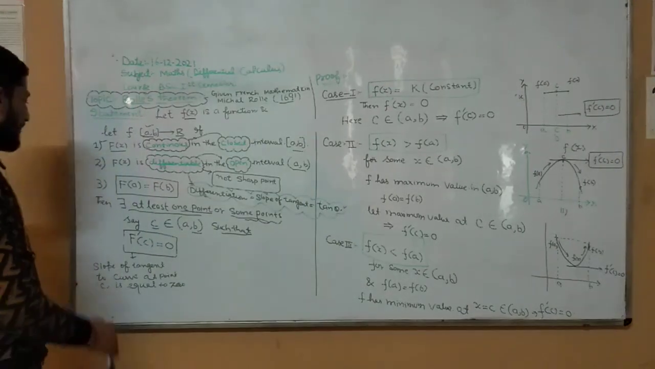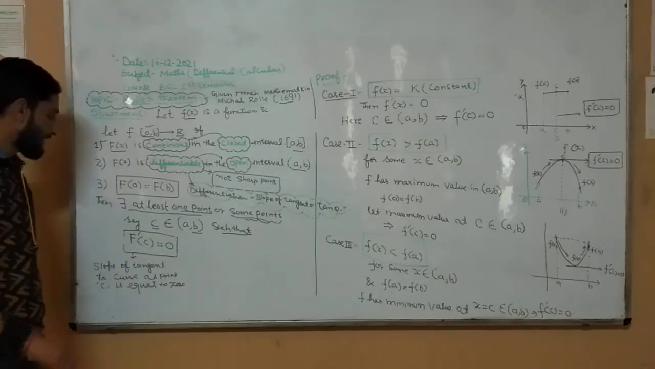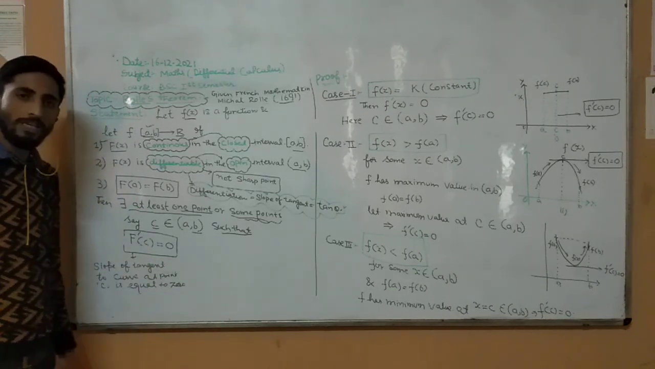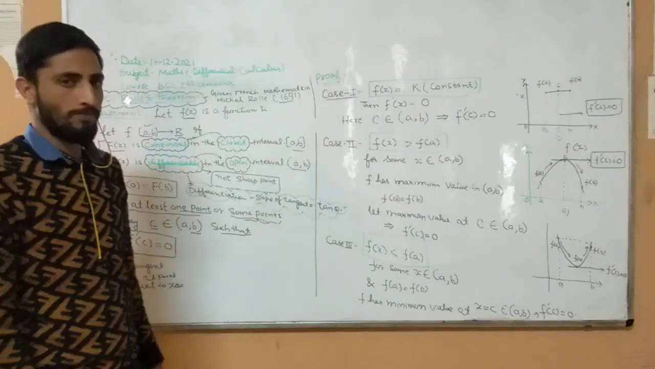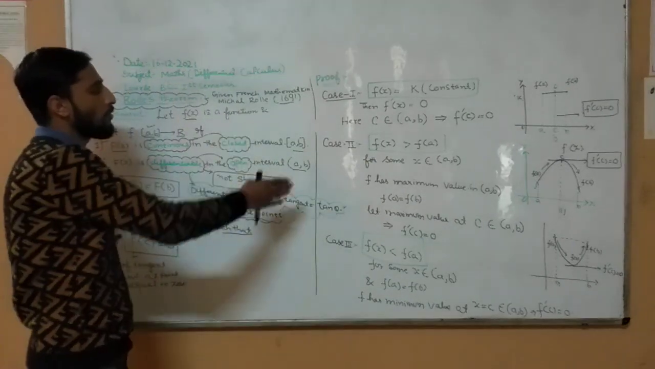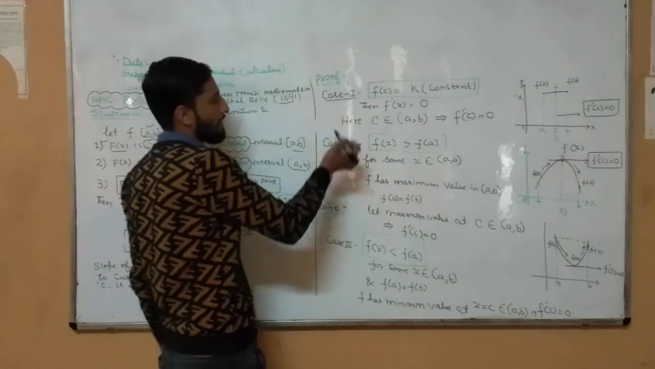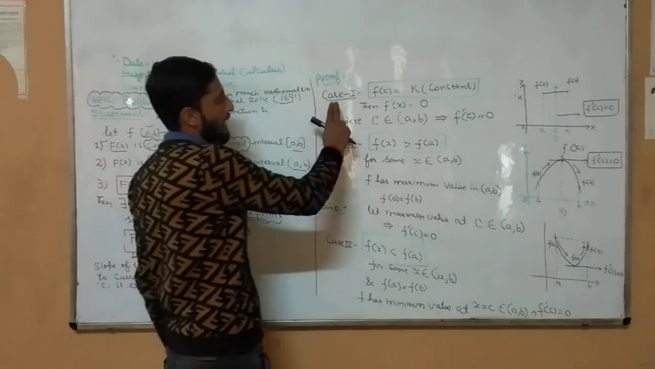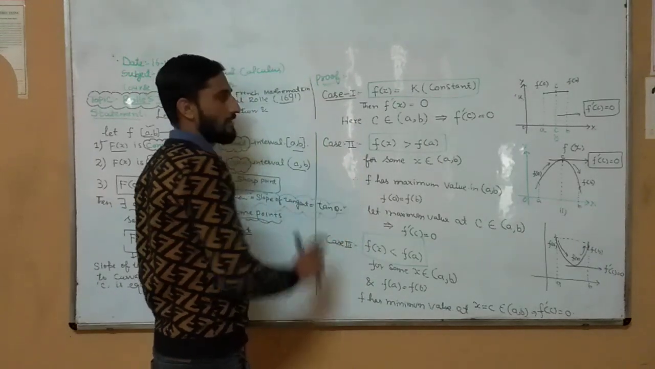It means f'(c) is equal to 0, that is, the slope of the tangent to the curve at point c is equal to 0. This is the statement of Rolle's theorem. So how can we prove it? First of all, we discuss case first, case second and case third.